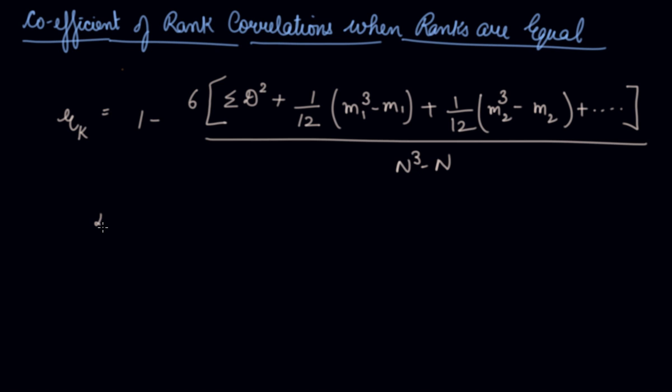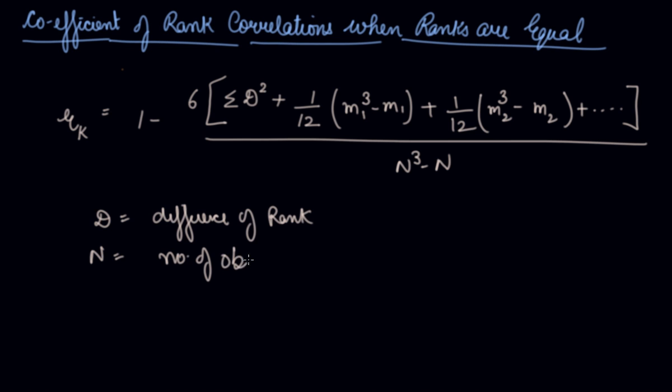Now d is the difference of rank, n is the number of observations, and m is the number of items of equal ranks.